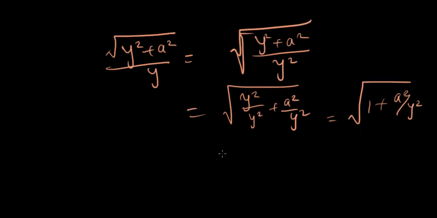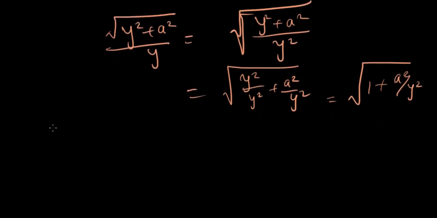Now from here, again, going back to your appendix B of the textbook, there's an expansion for this as well. So, root of 1 plus a squared over y squared.